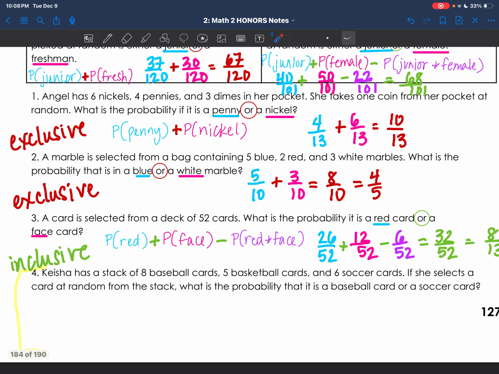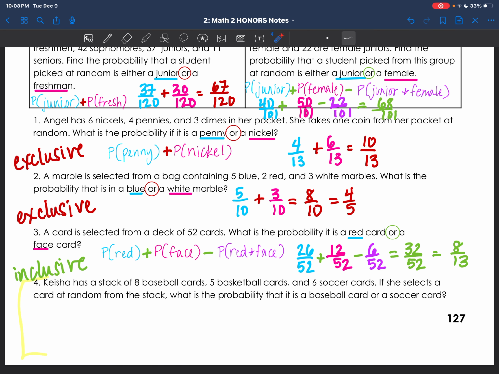All right, so now let's look at this one. Here we've got a card selected from 52 cards. The probability it is a red or a face card. So you can have red cards, you can have face cards, but you can also have red face cards, cards that are red and are a face card. So this would be like your, you could have a Jack of Hearts or a Queen of Diamond. So that would be those examples.